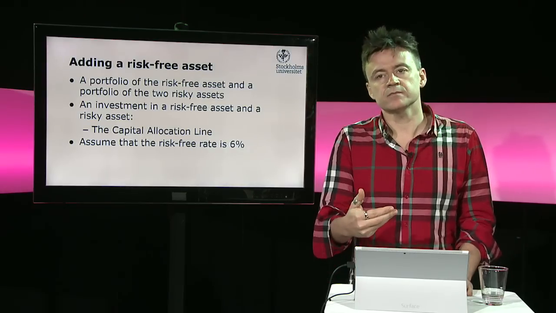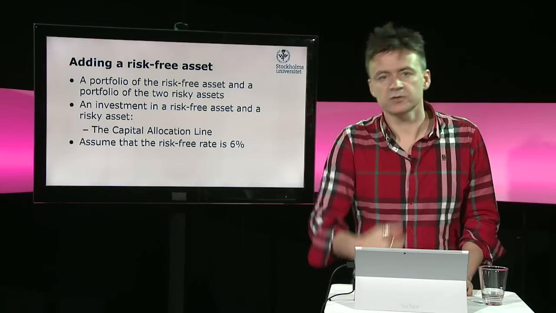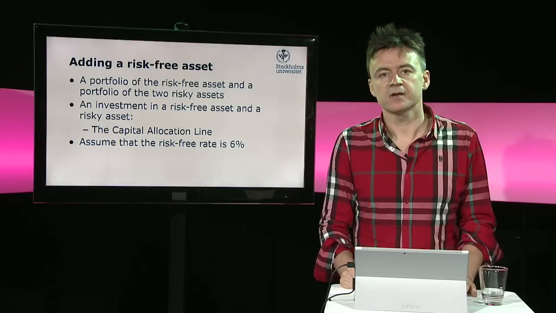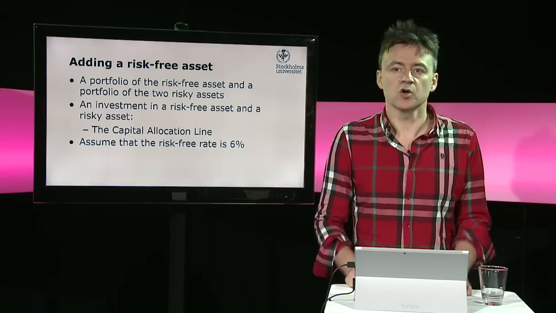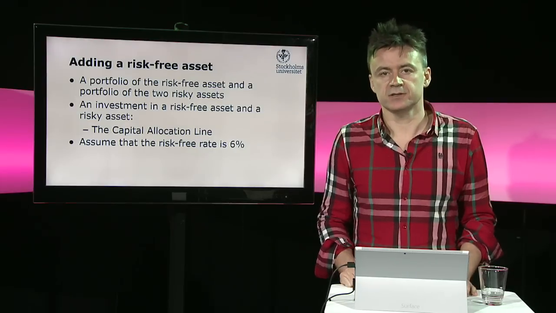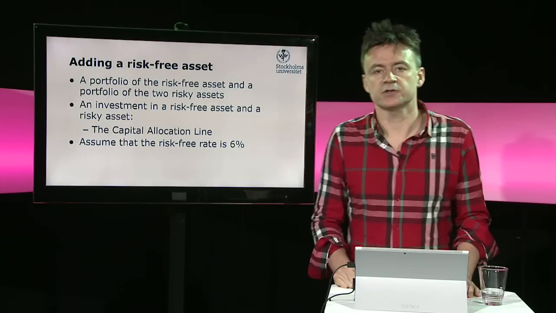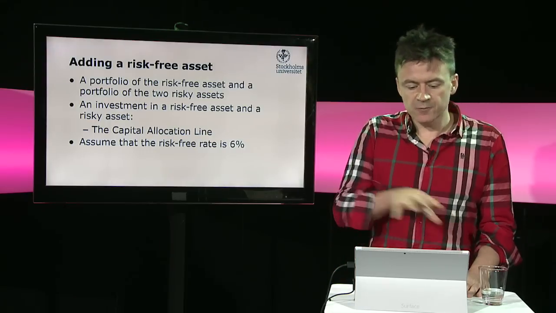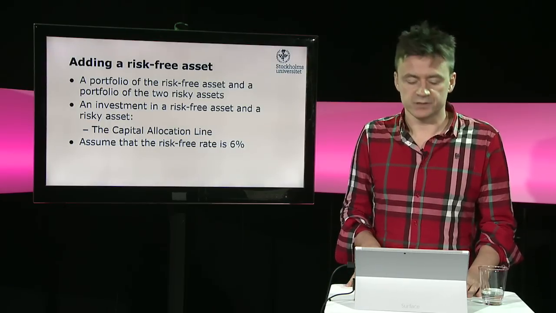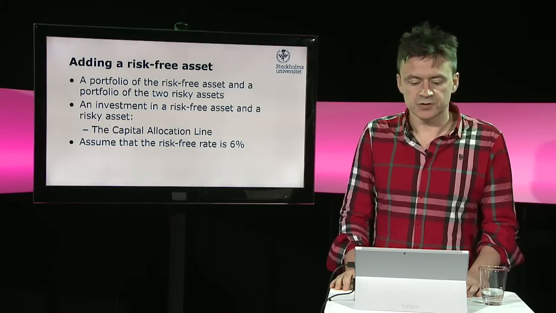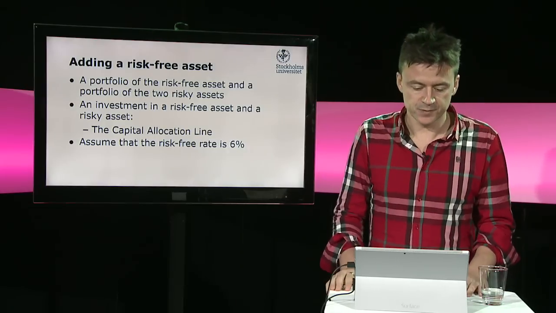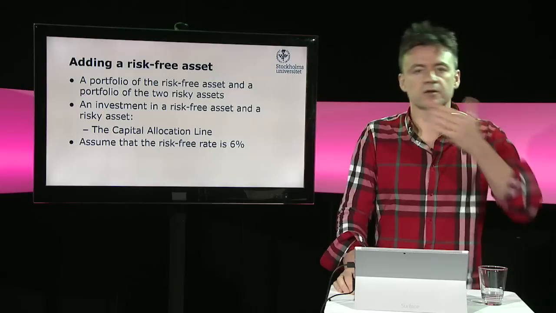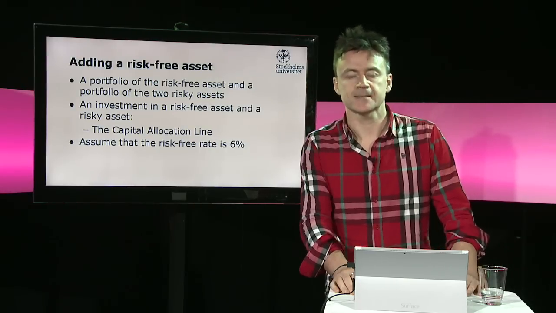What we're going to do now is see how we can derive the efficient frontier when we have three assets: one risk-free asset and two risky assets. We're going to illustrate this with our example once again, and assume that this asset we have just added has a return of 6%. In other words, the risk-free rate is 6%.